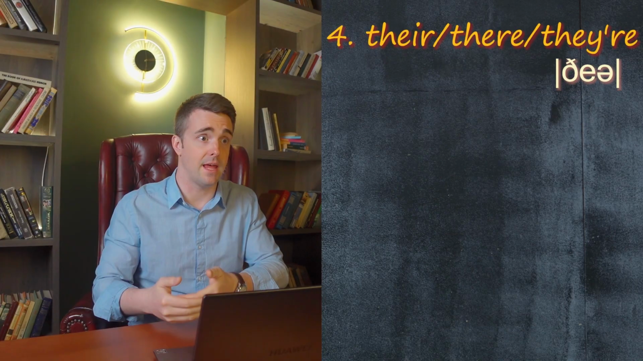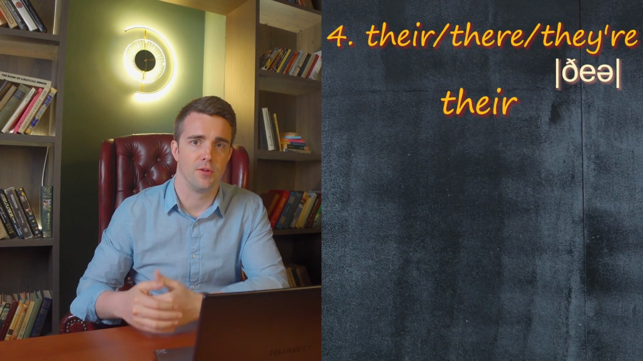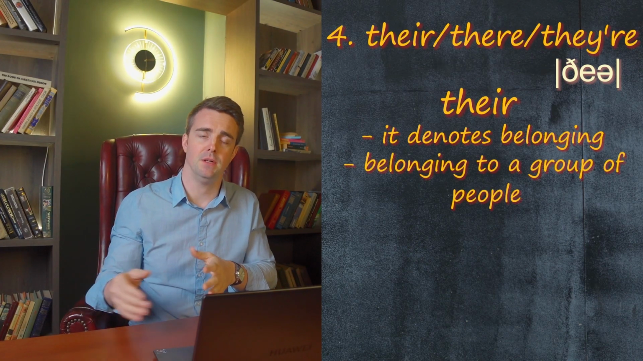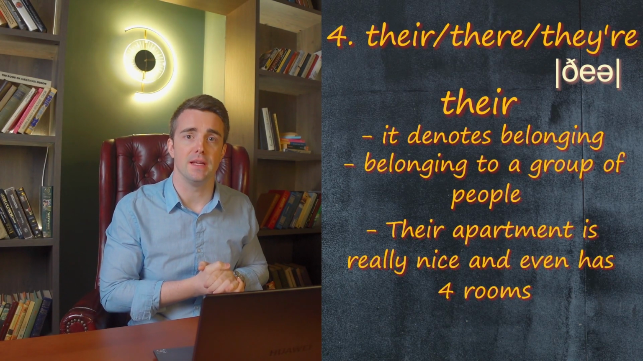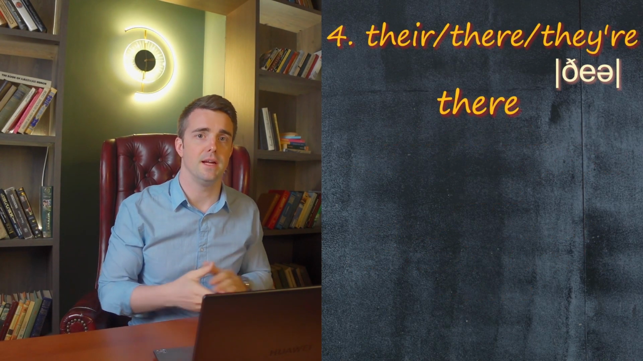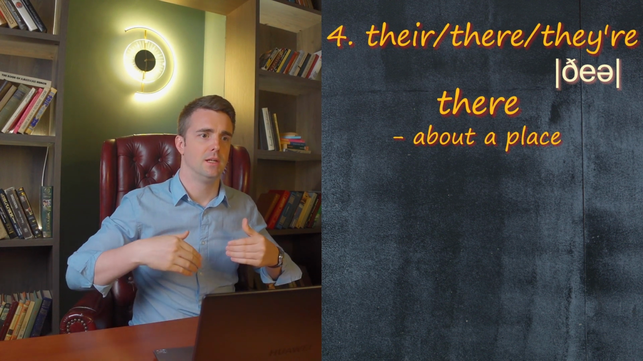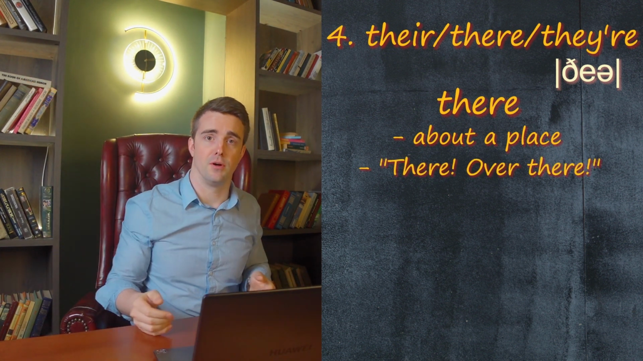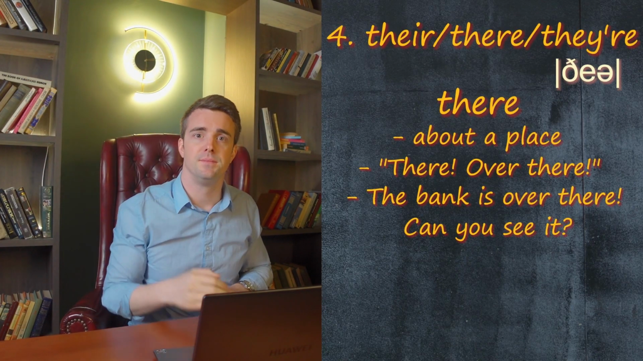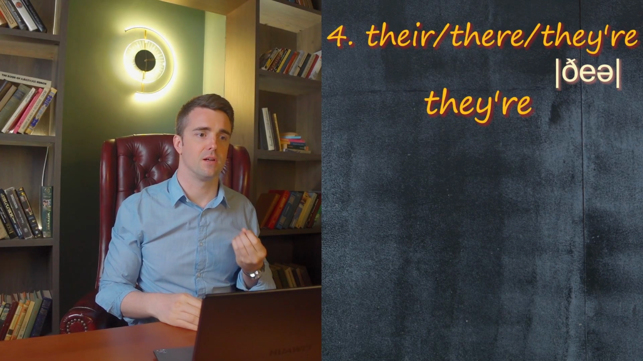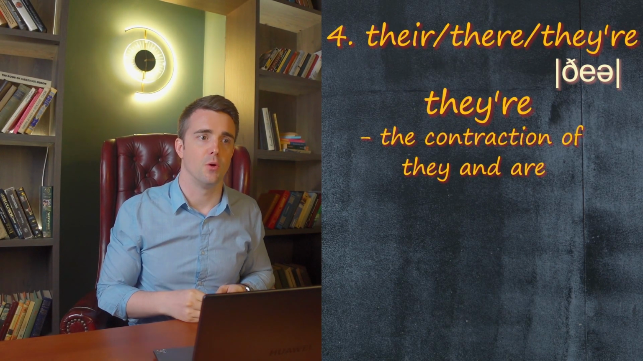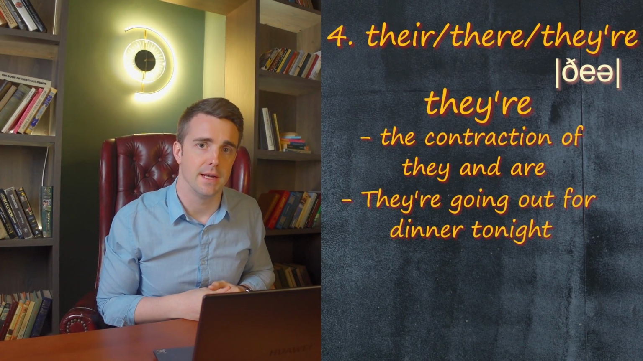Let's talk about their, there, and they're. So their denotes belonging to a group of people. For example, their apartment is really nice and even has 4 rooms. And there is about a place. So there, over there. So for example, the bank is over there. Can you see it over there? And they're is the contraction of they and are. They are there. So they're going out for dinner tonight.